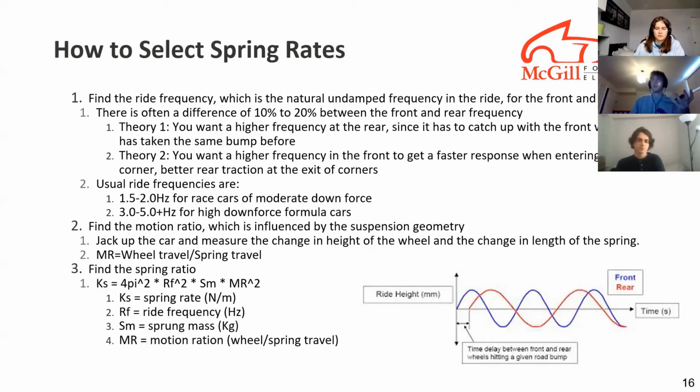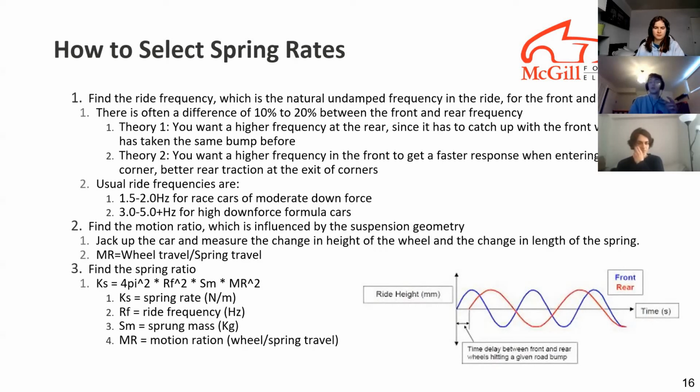So the first step in selecting the right spring rate is to find the right frequency, or more accurately, the natural undamped frequency of the car when it's in use. This frequency can be different between the front and rear, so you have to consider this. Usually, you'd get about a 10 to 20% difference between the front and the rear.